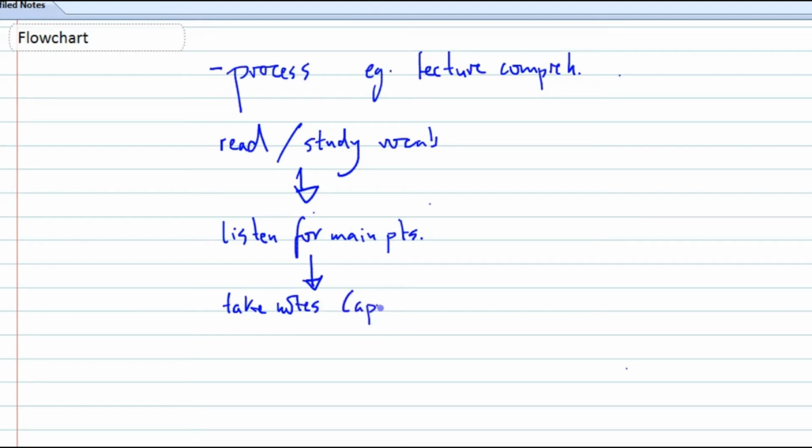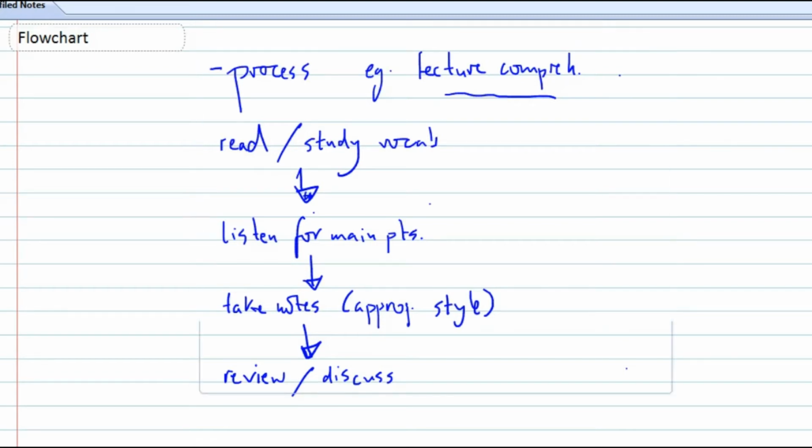And many students actually stop there and don't realize that the process should continue after the lecture because, of course, you'll want to review your notes, make sure you understand them, discuss them with other students, add detail and so on. So this is the process of lecture comprehension, and I've given you this as an example of how to draw a flowchart. So you can see the different stages and the arrows that link up the different stages.